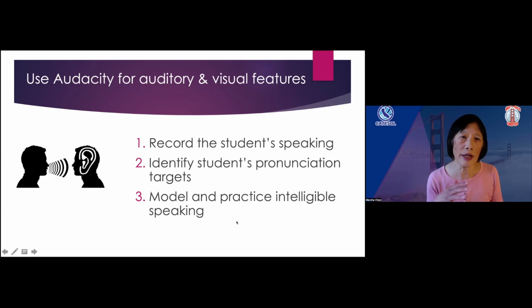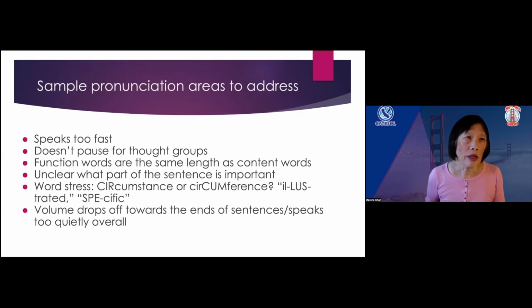Identify the student's pronunciation targets. That's what you do as a teacher. And of course, you can use it to model and practice intelligible speaking. So here are some sample pronunciation areas to address when you're thinking about a person's intelligibility. Some of our students may speak too fast, especially the ones who are pretty fluent. They know a lot of words. They probably have a good handle over the syntax of English.